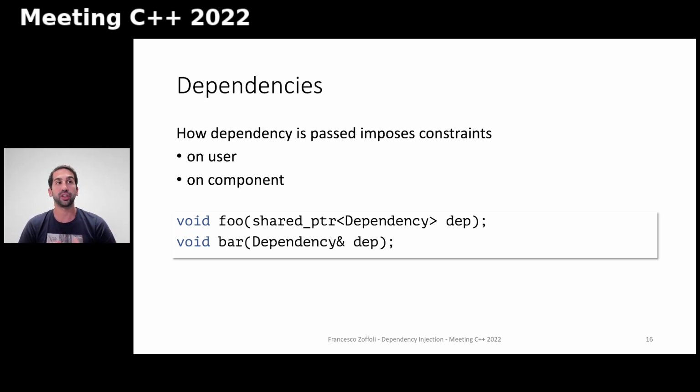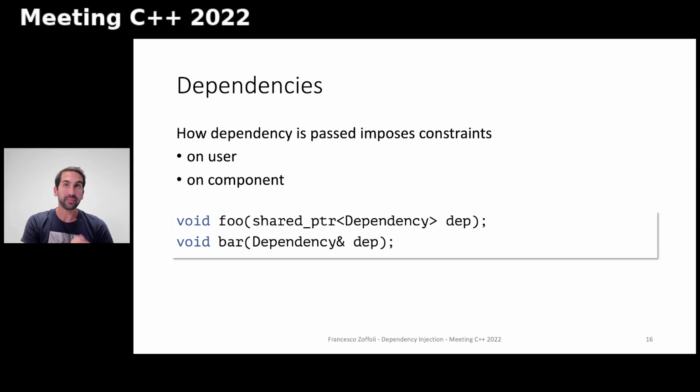On the opposite side, there's bar, which takes a dependency as a reference. What this means is that the implementer of bar now has no guarantee about the lifetime of the dependency, except that, of course, it's going to be alive for the duration of the call. So, for example, if you needed to store it, you couldn't. But on the contrary, for the user, they just need to pass the dependency. It doesn't matter whether they have a shared pointer, or have it on the stack, or it is a constant somewhere, like a static variable somewhere. So there's more freedom for the user and more constraints on the implementer.